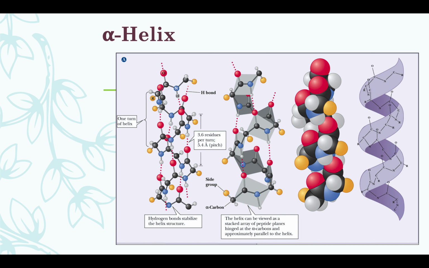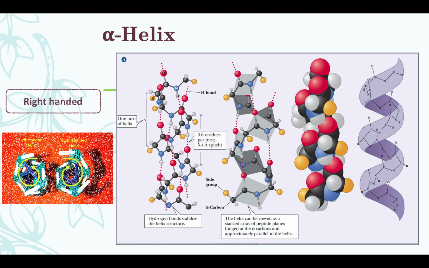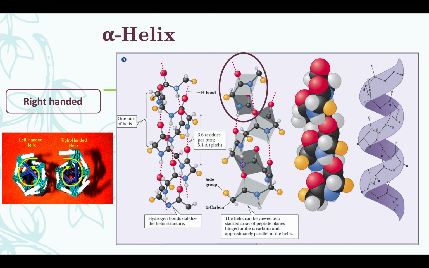So shown here is an example of an alpha helix. Note that the usual alpha helix is right-handed, meaning the coiling of the helix is clockwise, if your point of reference is the top view. It is stabilized by hydrogen bonds parallel to the helix axis within the backbone of a single polypeptide chain. So what does that mean?